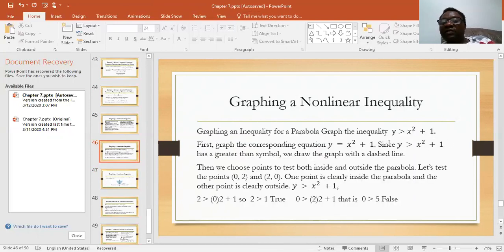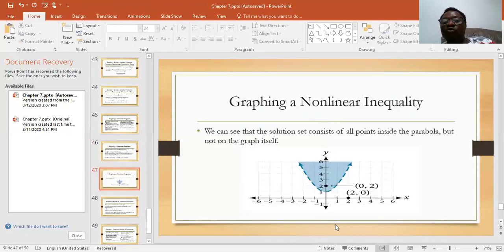Does the origin satisfy this equation? Can we say 0 is greater than 0 plus 1? 0 is not greater than 1, so the origin is not part of the solution. We go back to the graph. The origin, which is 0, 0, is not part of the solution.